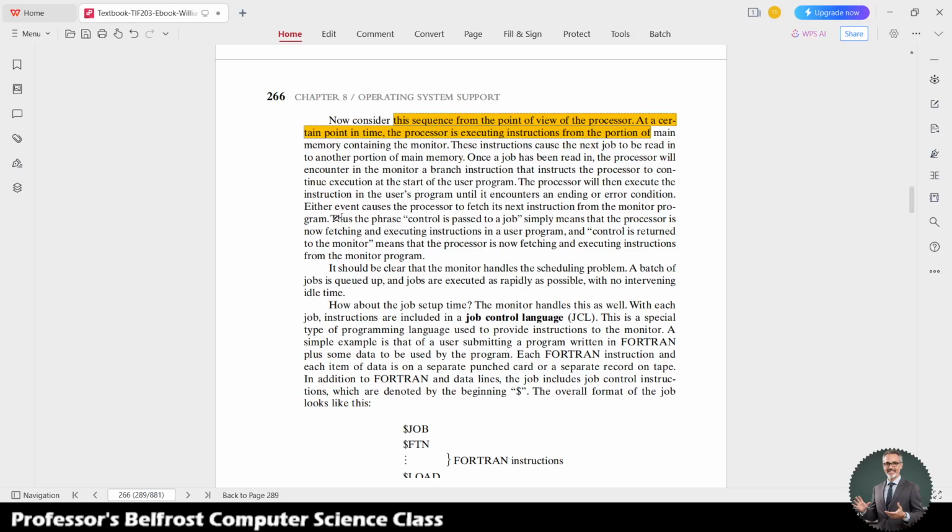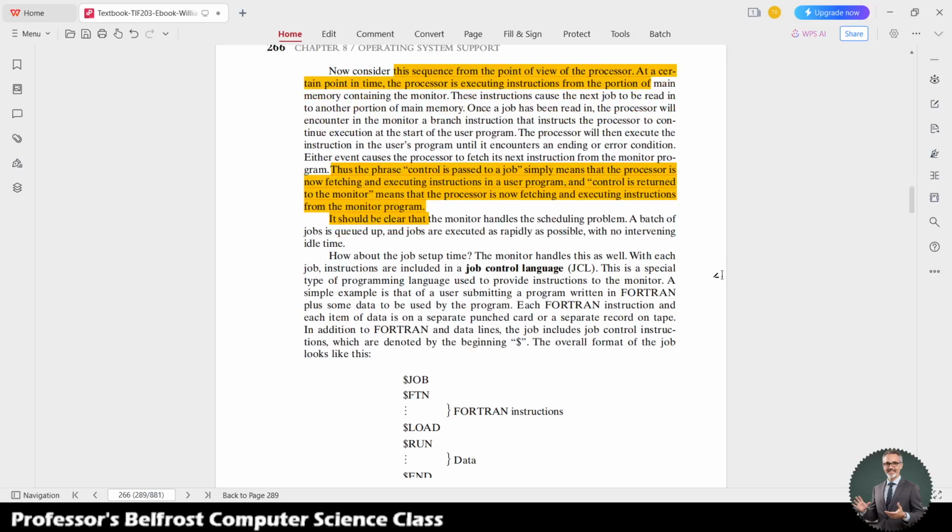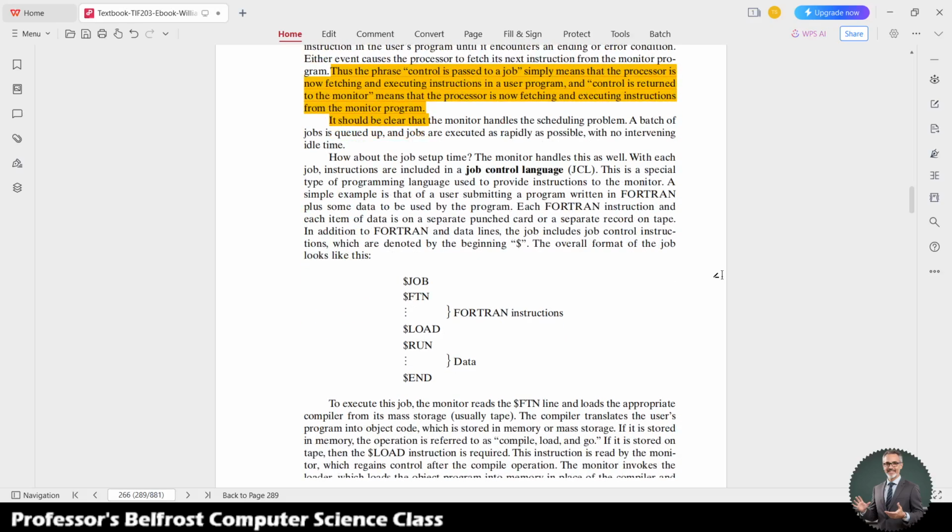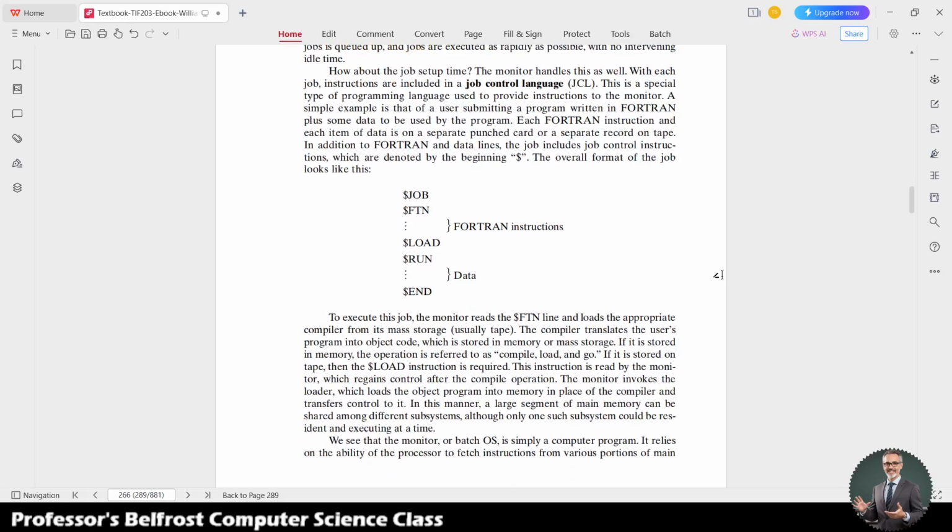Passing control to a job simply means that the processor is now fetching and executing instructions in the user program. Control is returned to the monitor means that the processor is now fetching and executing instructions from the monitor program.